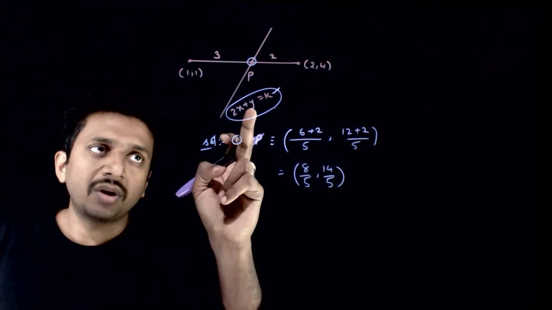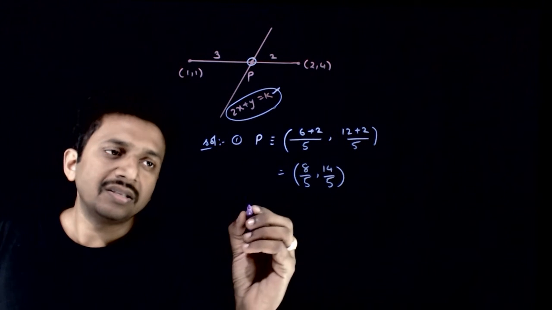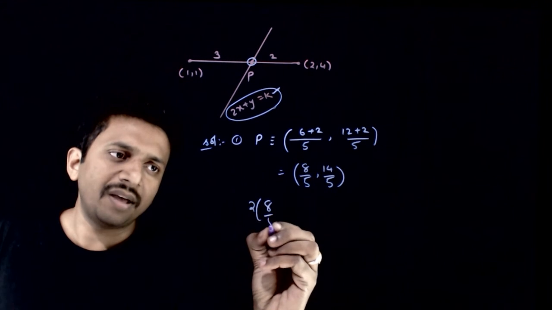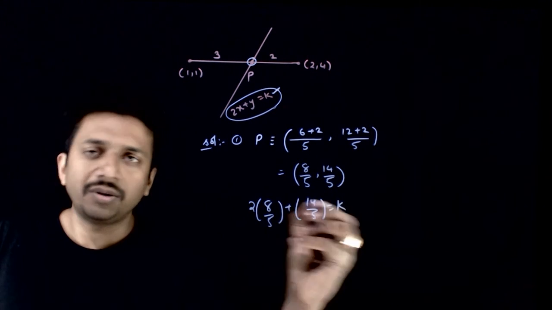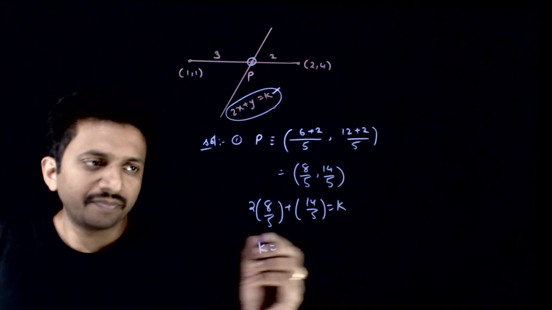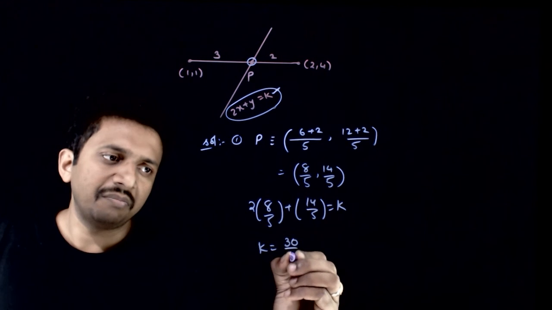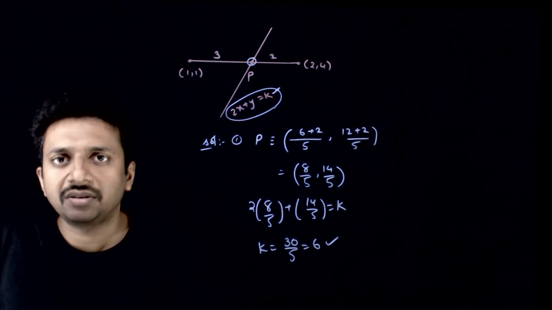Now this point has to lie on this line, hence this point has to satisfy this line. So 2 times 8 by 5 plus 14 by 5 has to be equal to k, and k is equal to (16 + 14) by 5, which is 30 by 5, equal to 6. So 6 should be the answer to this question. Thank you.